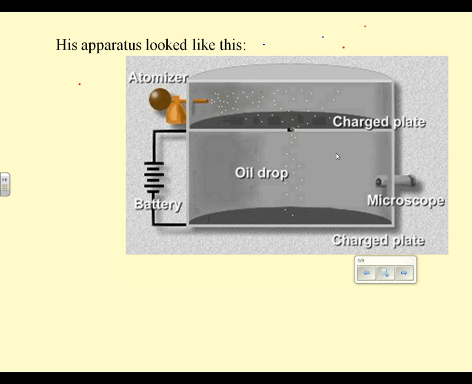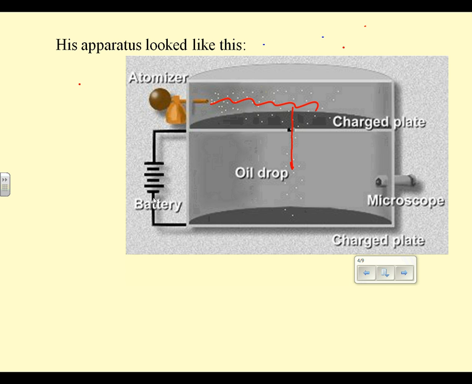Okay, so now many places, some descriptions of the event say that he used X-rays. Some descriptions say that just because he was spraying the oil into the container, that friction was charging them. I'm guessing X-rays were probably used. So he sprayed this fine little mist into the top container here, and some of those oil droplets fell down through this hole. And he had a charge plate on top, and he had a charge plate on the bottom.